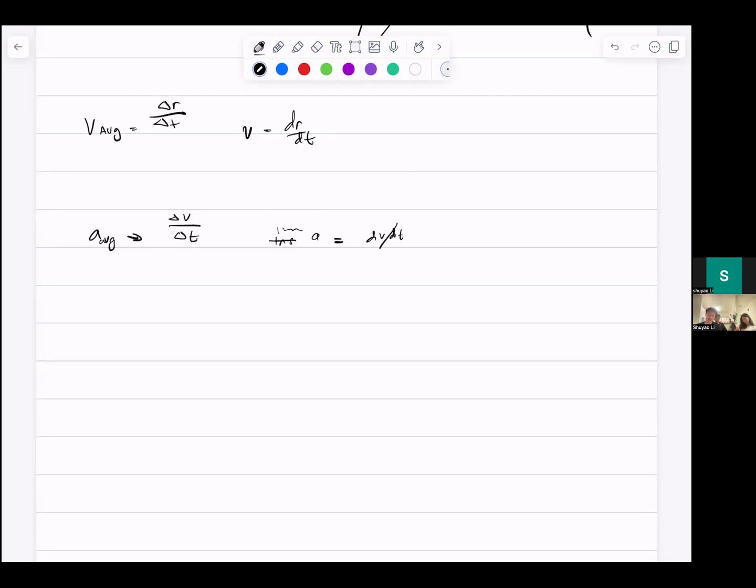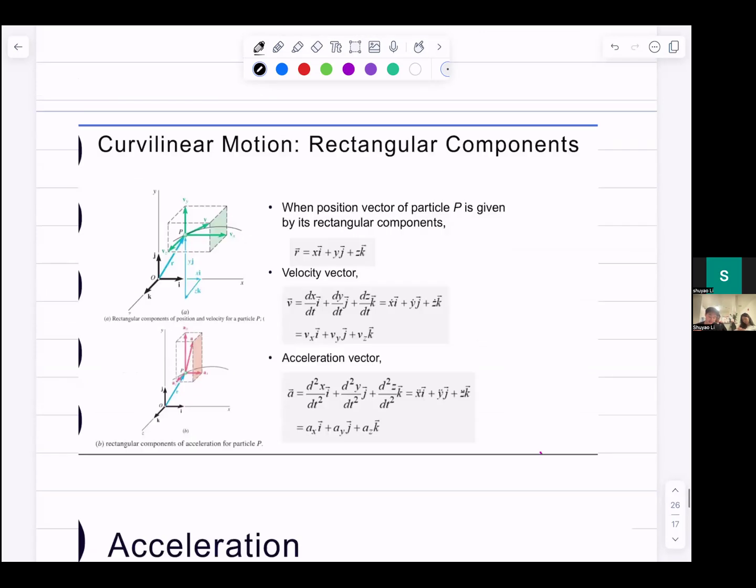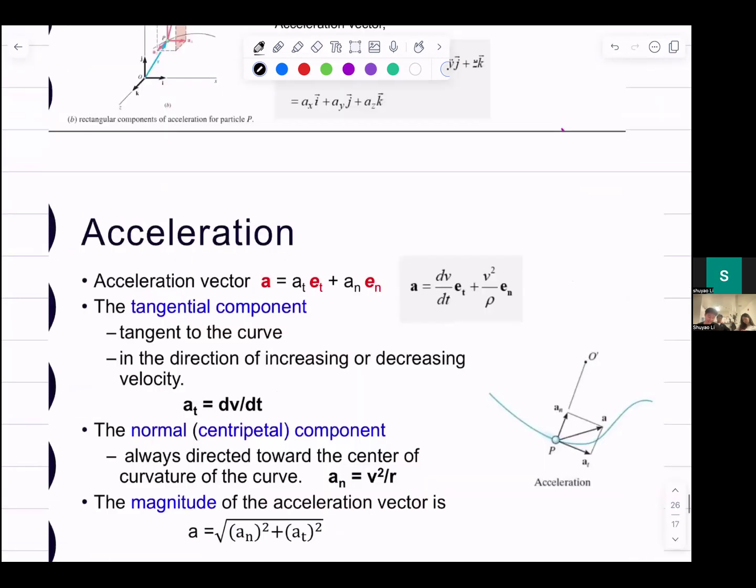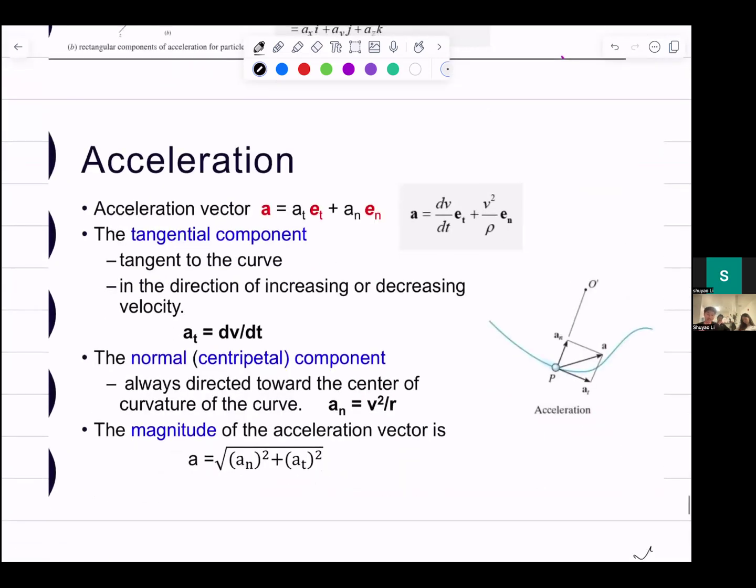One thing I want to show you is the rectangular components of curvilinear motion. It's basically breaking down the position, velocity, and acceleration into their i, j, and k components. For acceleration, we have two types: tangential acceleration, and normal or centripetal acceleration. The formula dv/dt is tangential acceleration. Sorry about that.